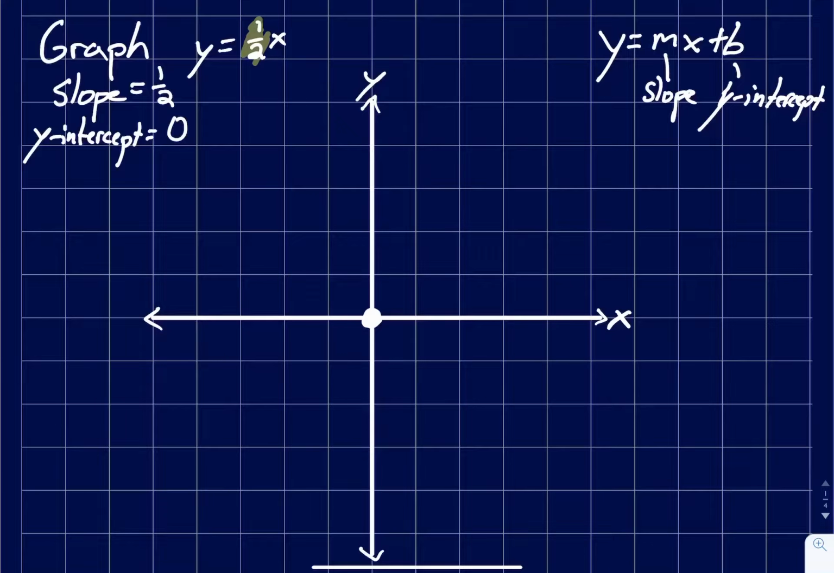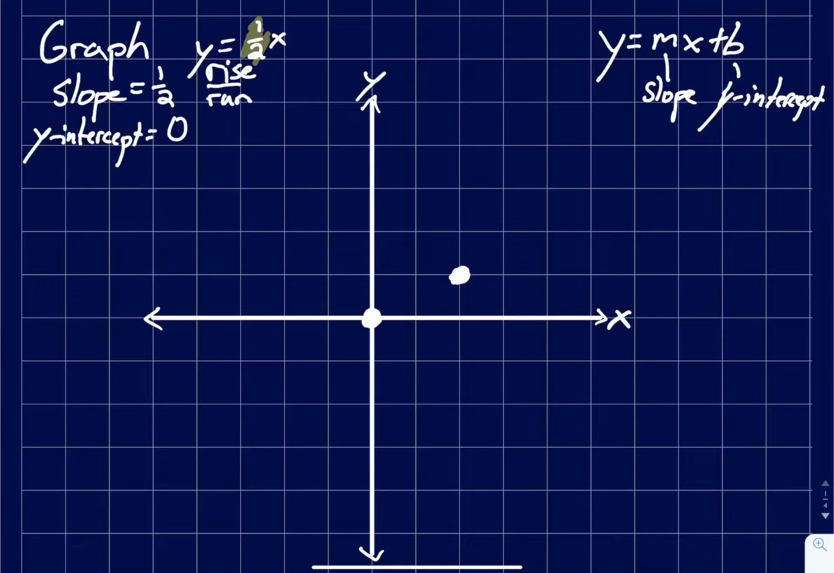Now, slope shows our rise over our run. So it shows the number of units we go up, the number of units we rise, versus the number of units we run, that we go over. So we go up 1, and over 2. So our second point will be right there, 1 over 2.